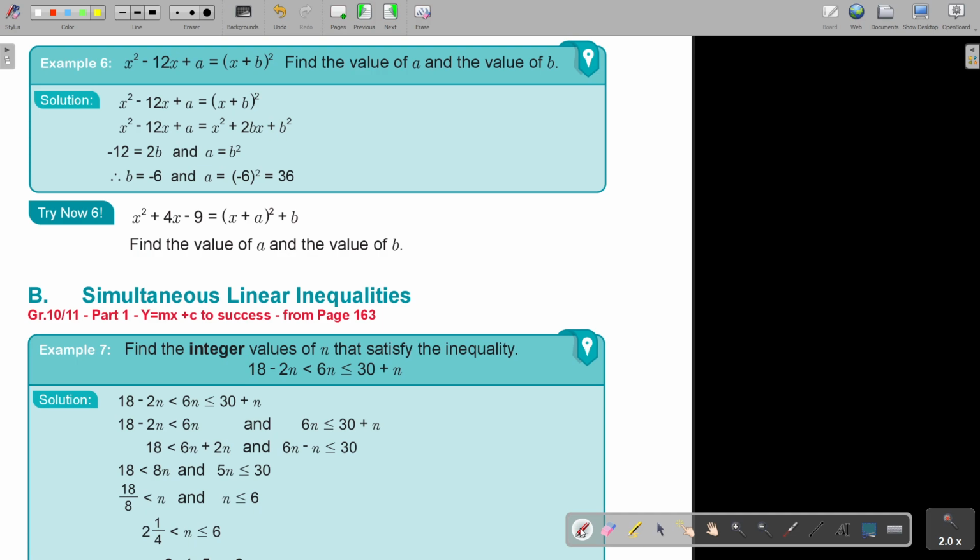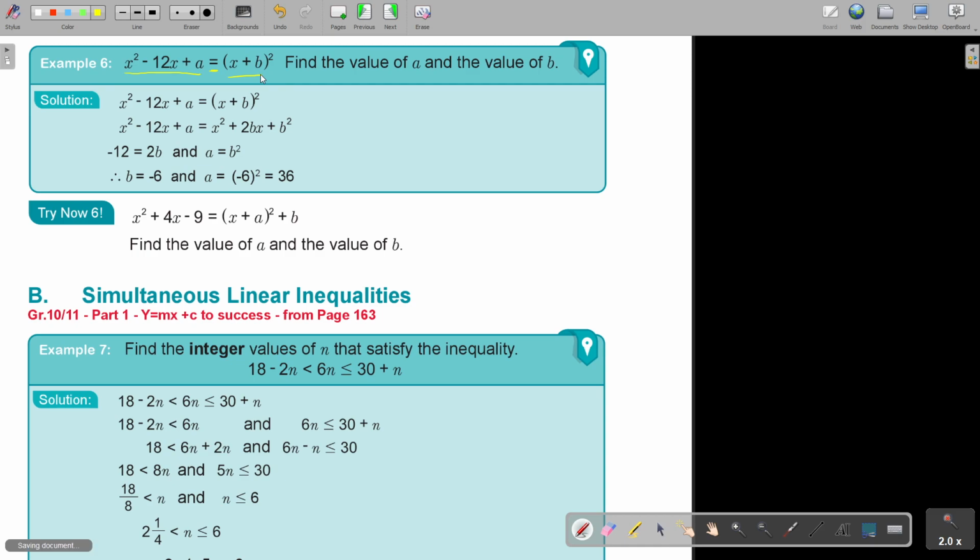Now, example 6, it's like an identity. Although they don't show the identity sign, it means that this side is equal to this side. And you basically just use that property to find the value of b and the value of a.